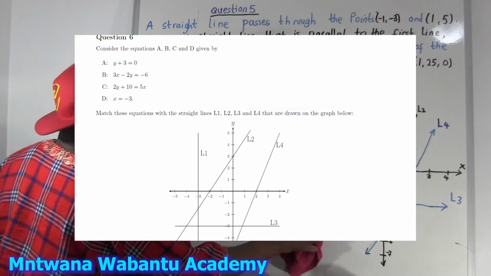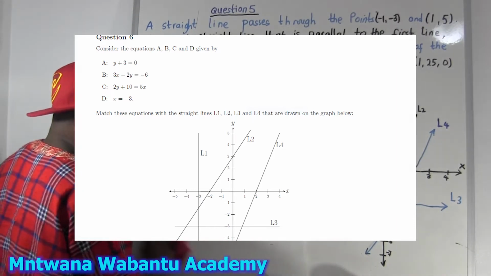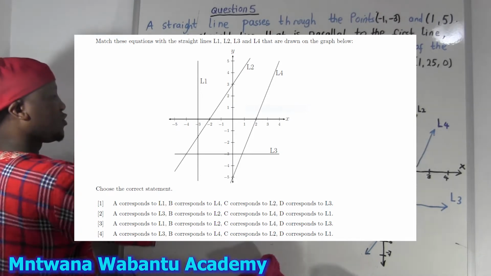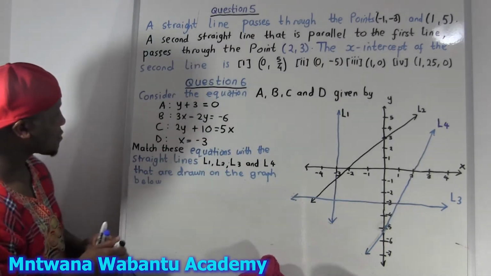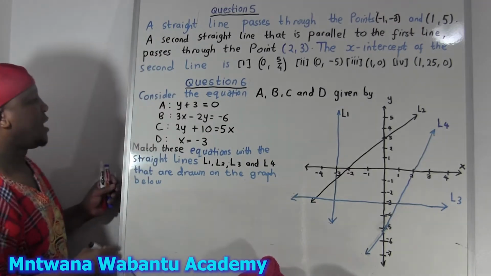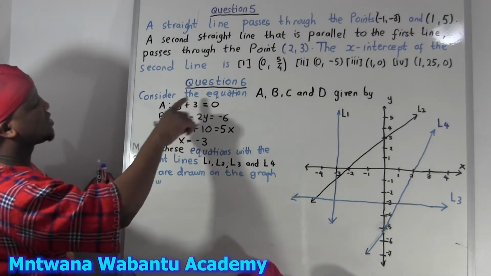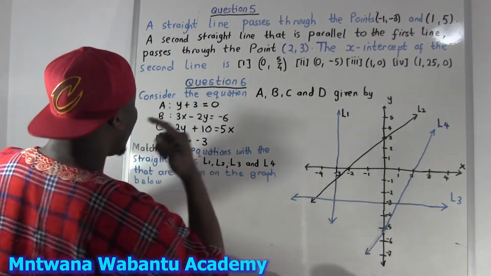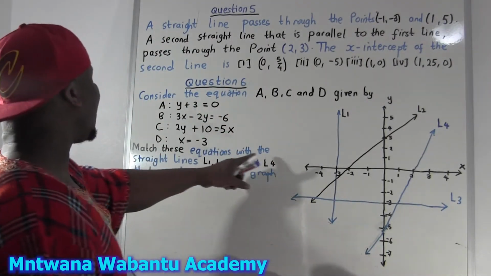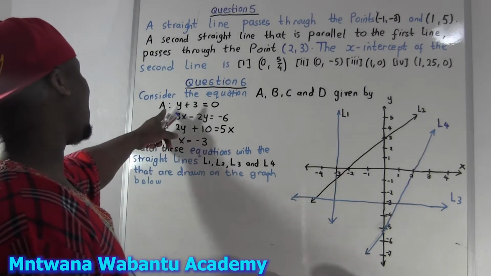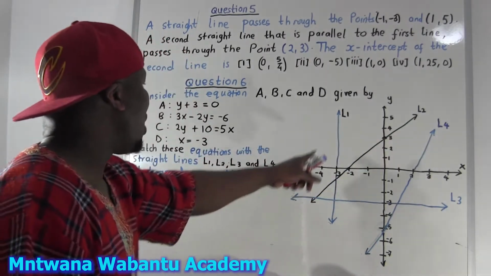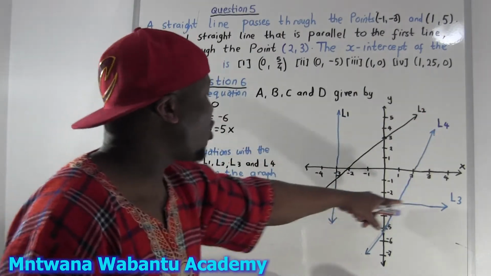Question number 6 is very easy. This is more about the x-intercept, y-intercept, and so on. Let me explain something before we bring this equation to life. They say consider the equations A, B, C, D given by these equations, and now they say match each equation with a straight line. Means you have to match A, this A is for this equation. So it is for this line, or this line, or that line.